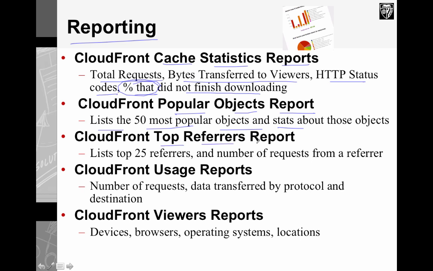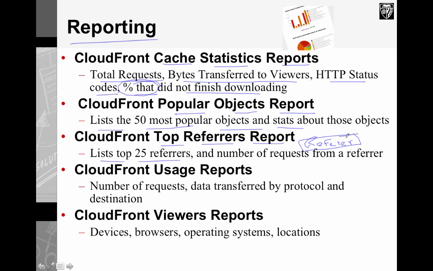There's also the top referrers report. Basically it lists the top 25 referrers, the top 25 URLs from which the requests are coming in. There is a header called the referrer header. It so happens that the referrer header is misspelled in the HTTP specification. It's spelled "referer", although the actual spelling for the word is "referrer". That referrer header tells you from which URL the user came to get to this URL that you're serving.